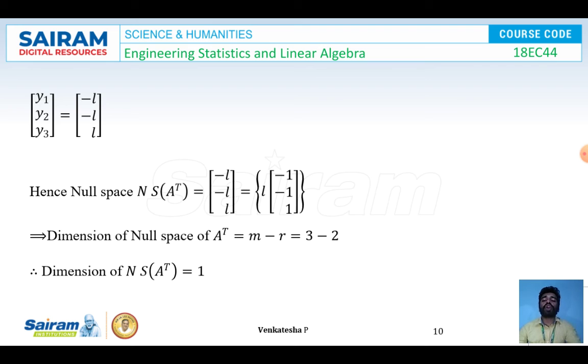Hence the dimension of the null space of A transpose is m minus r, which is equal to 3 minus 2. Hence the dimension of the null space of A transpose is 1.